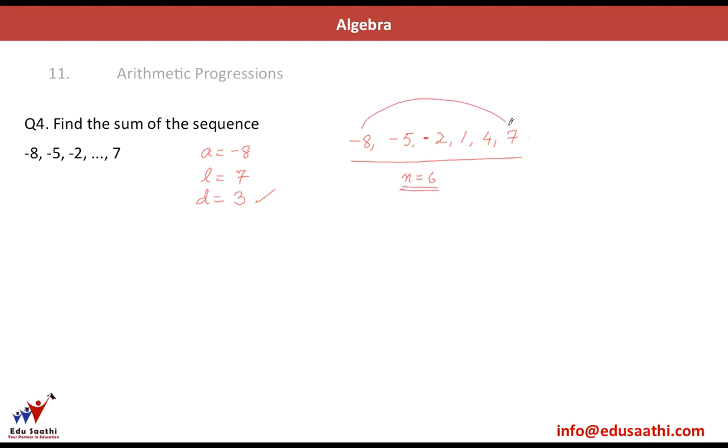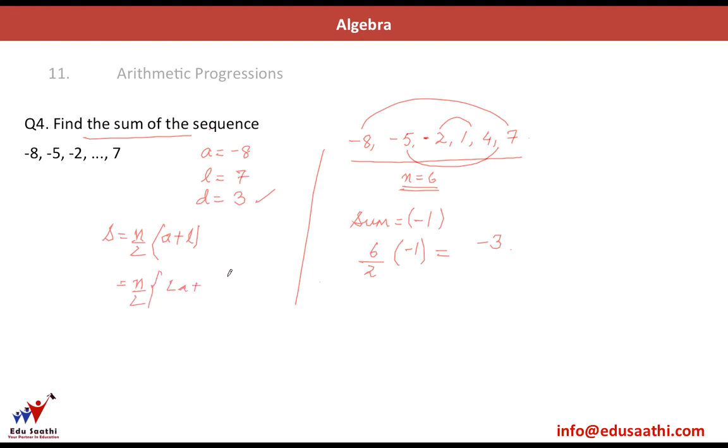If you look at the sum of the first and the last, the second and the second last, and the third and the third last, the value of each sum is coming out to be minus 1. There are 6 terms which will form 3 groups, and the sum of each group will be minus 1, so the total sum comes out to be minus 3. This is by using the concept. If you want to use the formula, you can use sum equal to n by 2 into (a plus l), or n by 2 into (2a plus (n minus 1) into d). This is the formula that you can use in case you want.